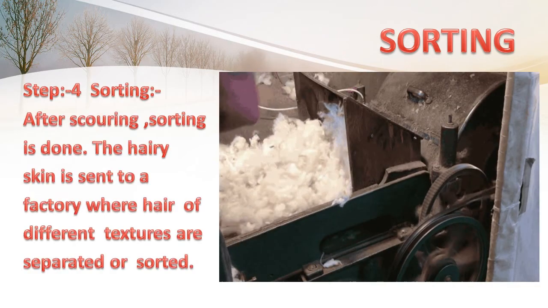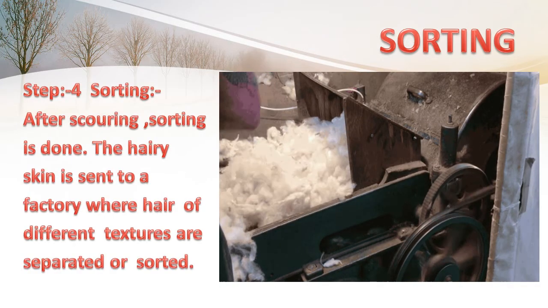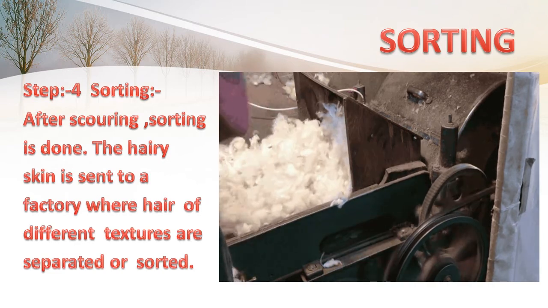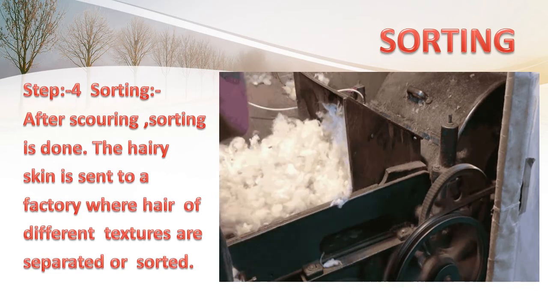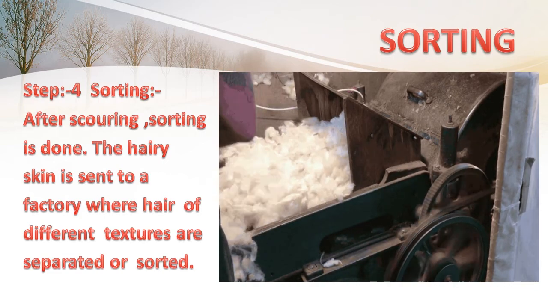The fourth step involved in the processing of wool is sorting. After scurrying, sorting is done. The hairy skin is sent to a factory where hair of different textures are separated or sorted.